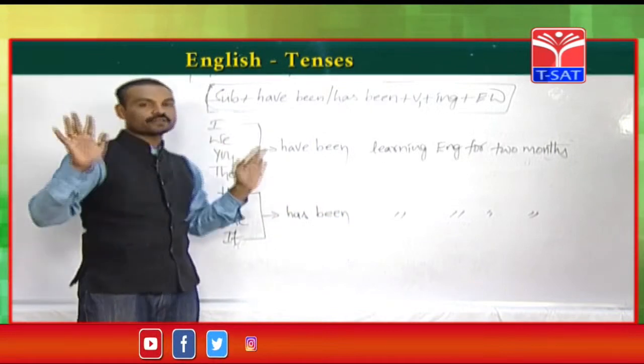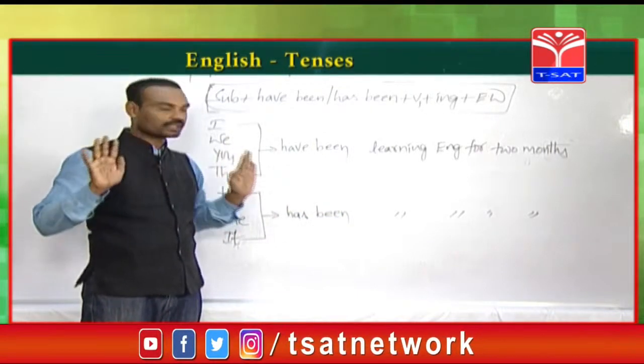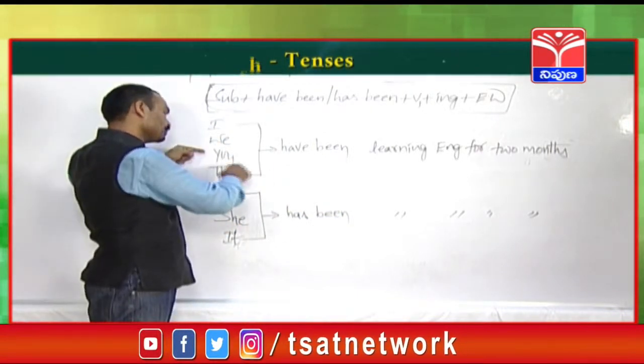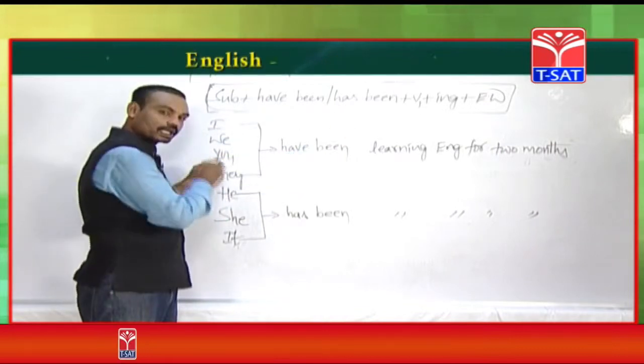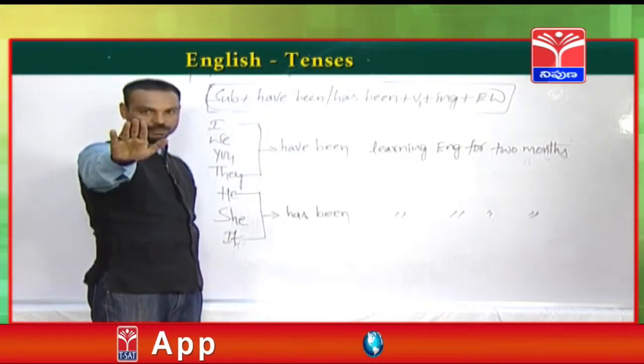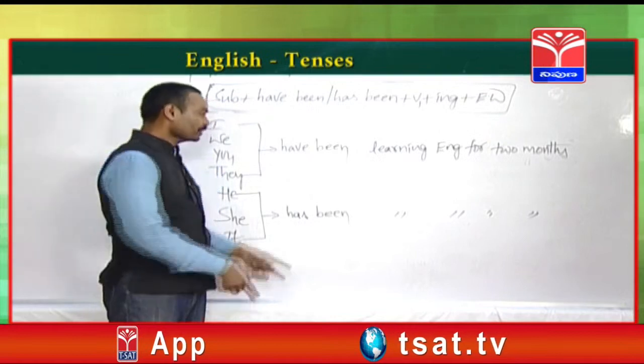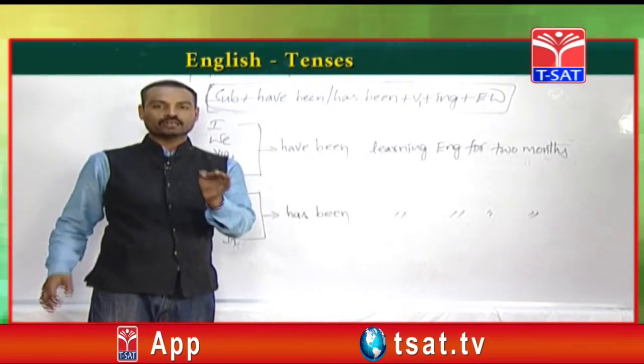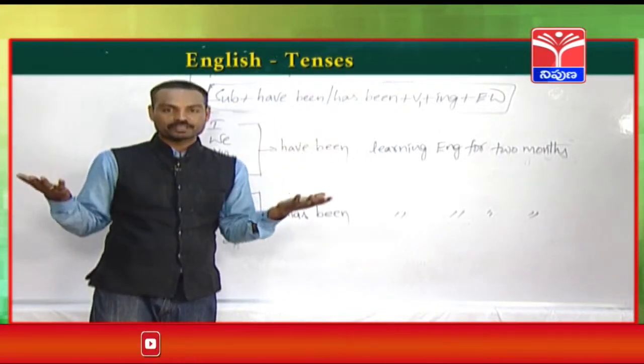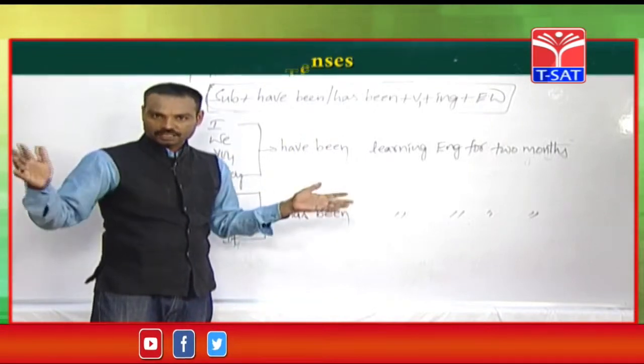This is the process of writing sentences in present perfect continuous tense. After I, we, you, they, we should use have been. After he, she, it, we should use has been. I am telling you, don't forget it. If you learn one example well, you can frame any number of examples. Just keep changing the verbs.